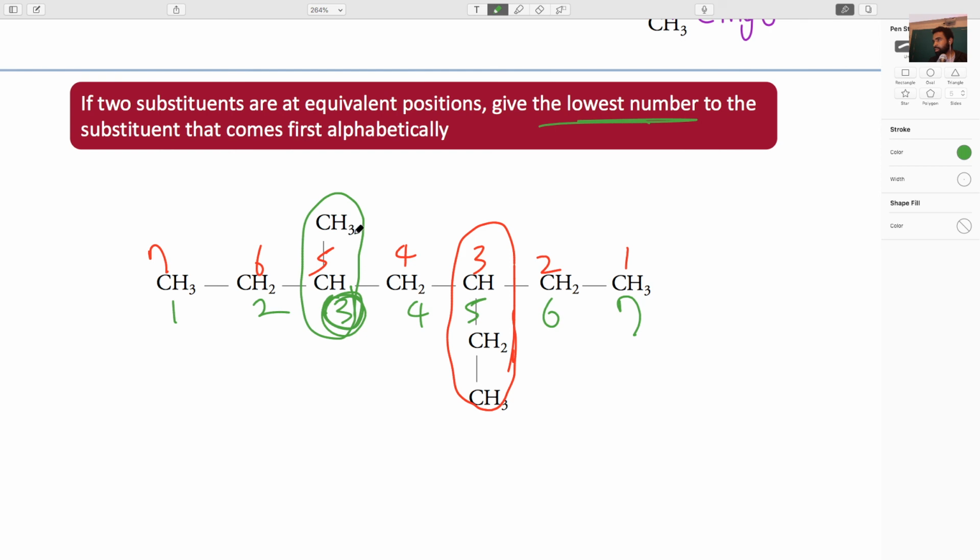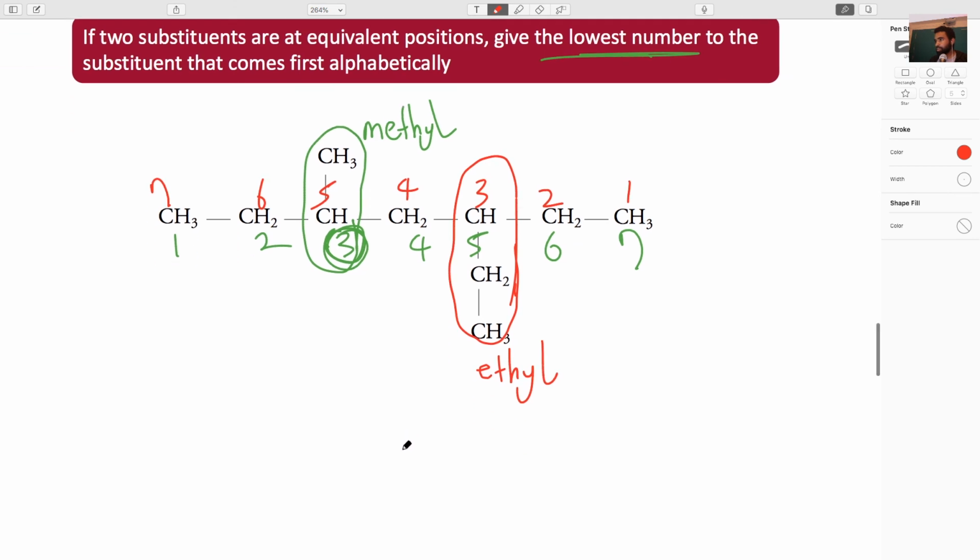So first, let's name them. So this one is what? A methyl. And this one over here is an ethyl. So which one comes first alphabetically? The ethyl. So the ethyl wins. So we're going to need to give the lowest number to the ethyl. So we need to go in this red direction. So we pick the red over the green.